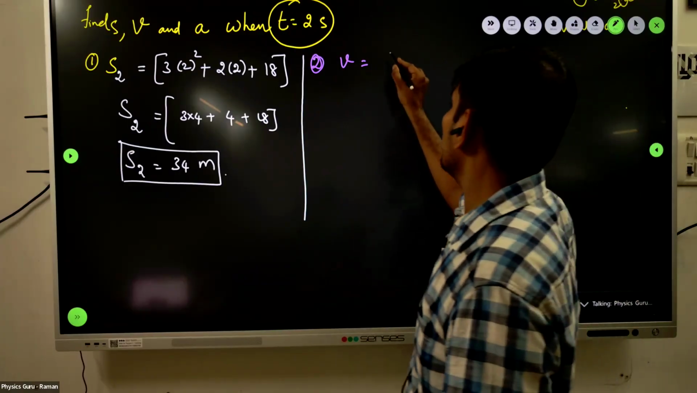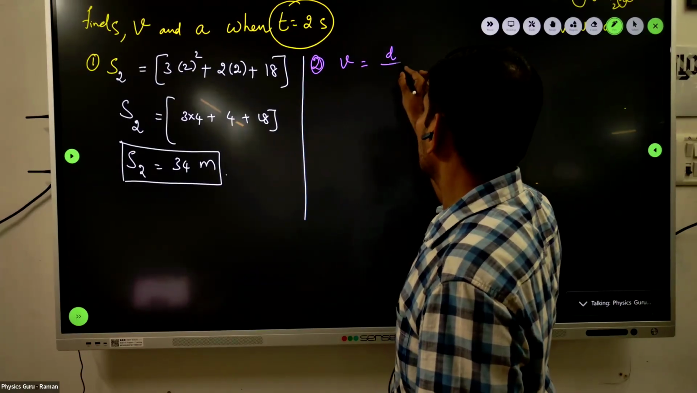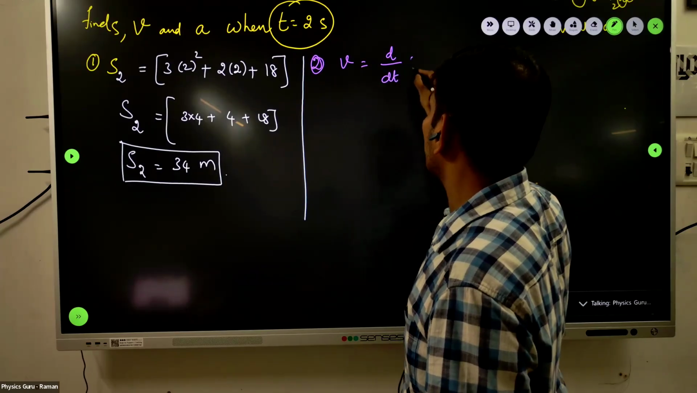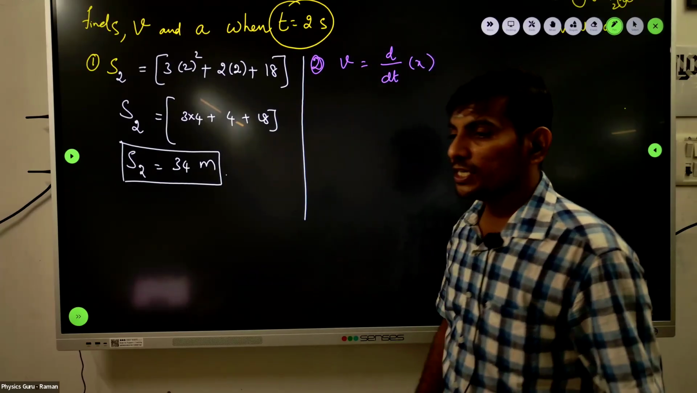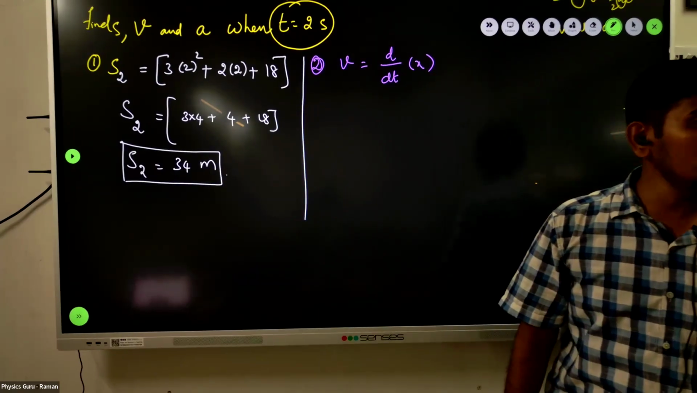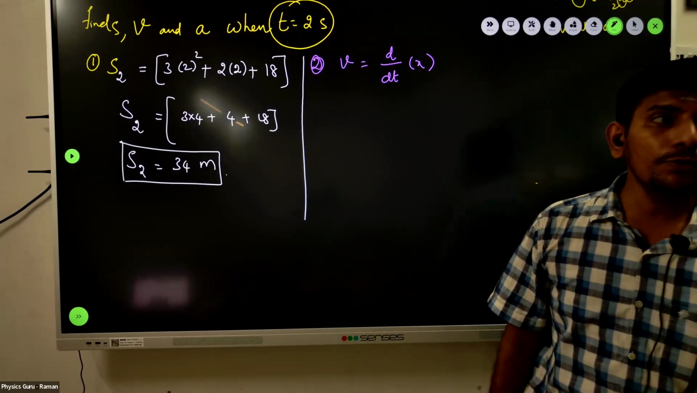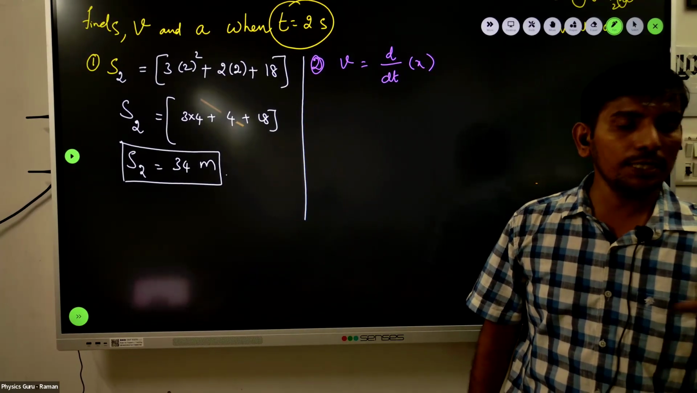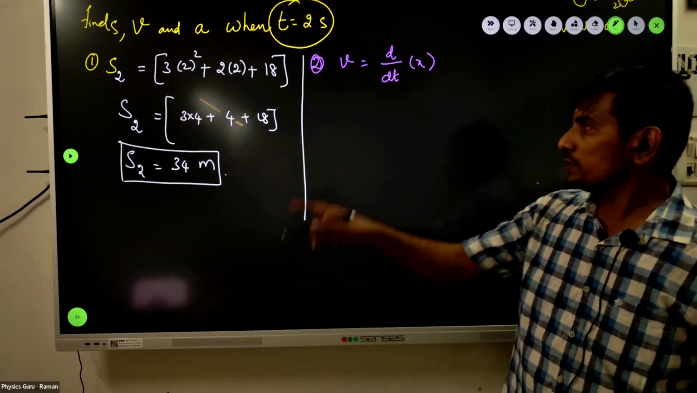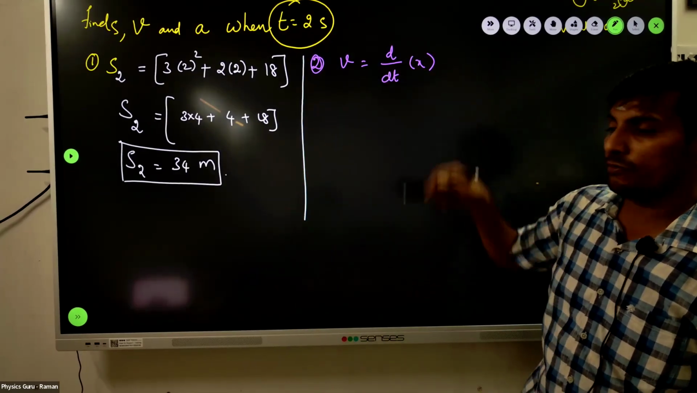How do we calculate the velocity? Velocity is equal to the rate of change of displacement. We all know this formula. What velocity do we want? We want instantaneous velocity. So instantaneous velocity is given by what formula? d by dt of x.